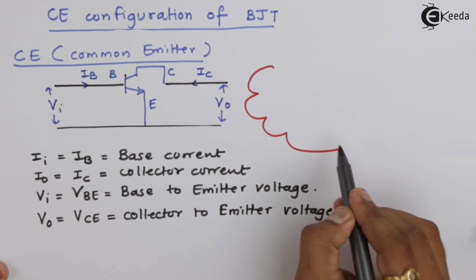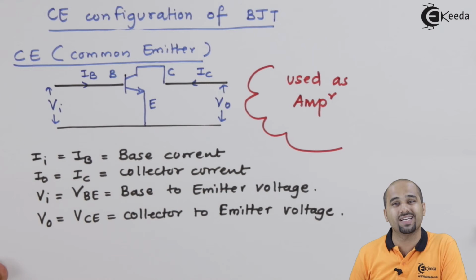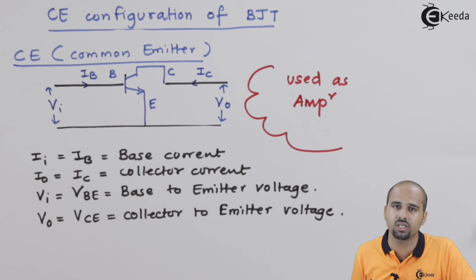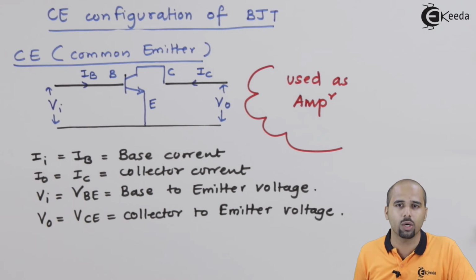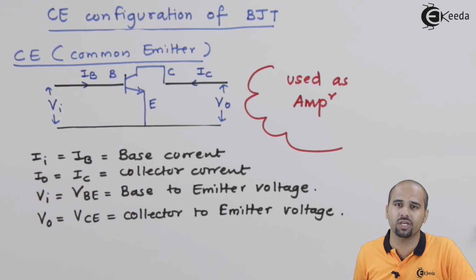I can use this configuration as an amplifier. So especially for amplification purposes, we more commonly use the common emitter configuration of BJT, where the emitter is common for both base as well as collector, where base is the input terminal and collector is the output terminal, where we are forming a load and from where we'll calculate the load voltage and load current. So why not understand the characteristics of CE mode as well?